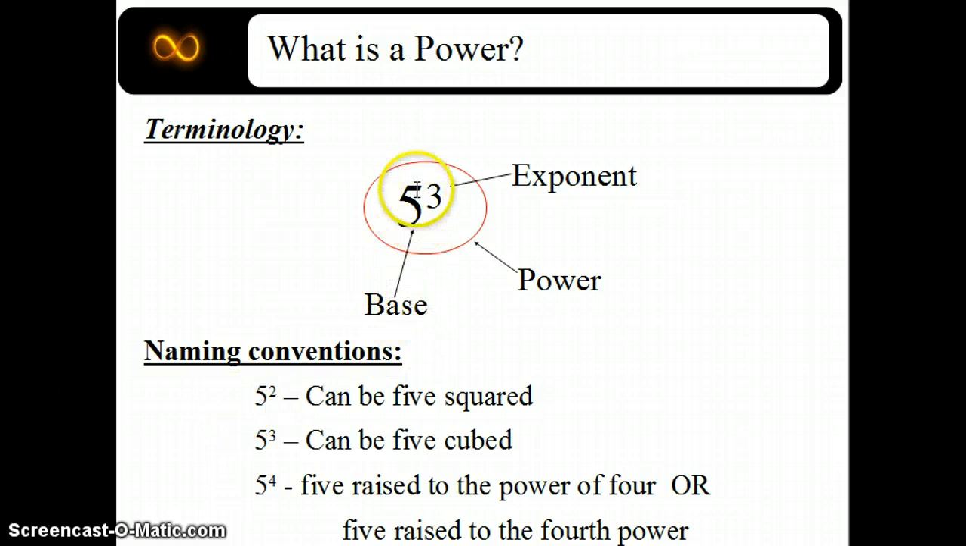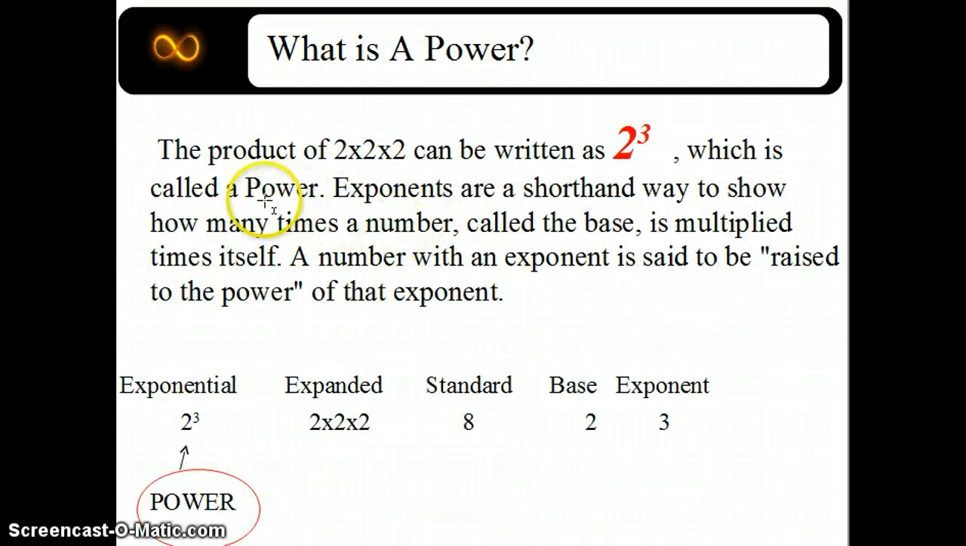The main part here is the base. The base is what gets multiplied by itself as many times as the exponent tells you. Instead of writing out 5 times 5 times 5, a shorthand way is using exponents, using powers, to write 5 to the power of 3. So for example, the product of 2 times 2 times 2 could be written as 2 to the power of 3, which is a shorthand way. This 2 to the power of 3 is called a power. Exponents are just a shorthand way of writing out long multiplication.